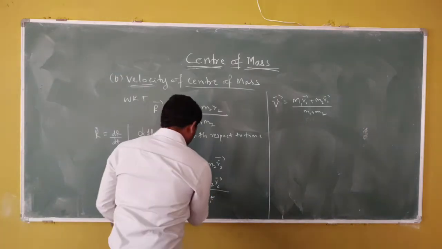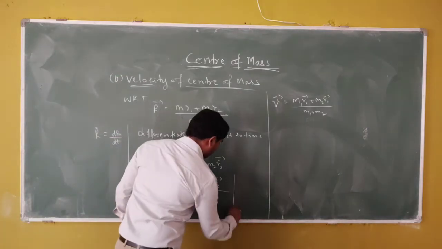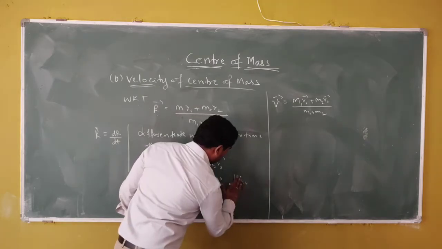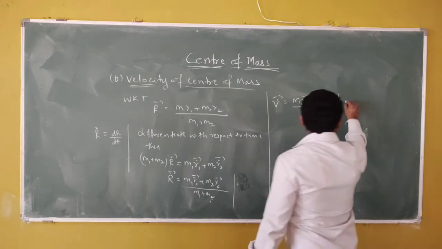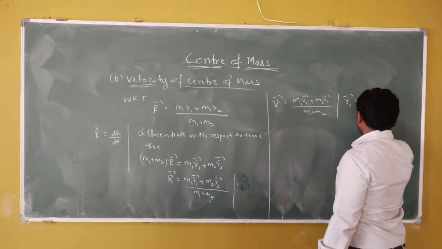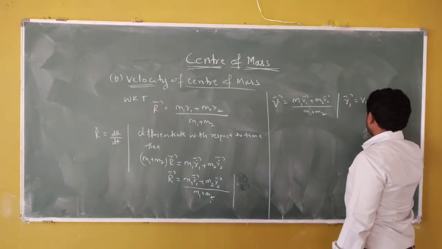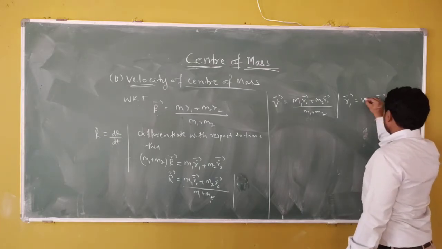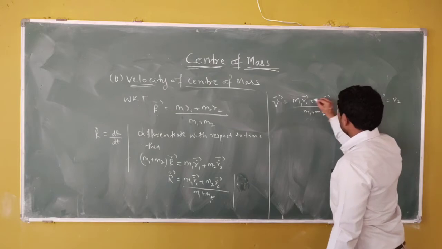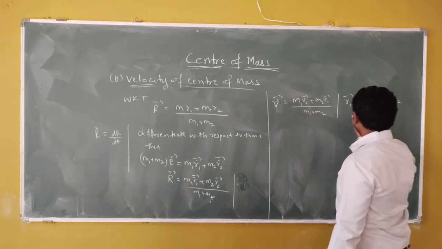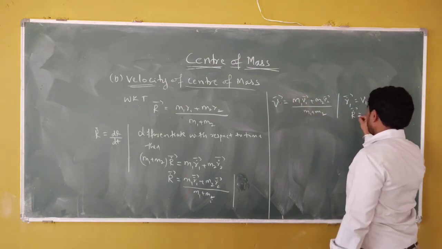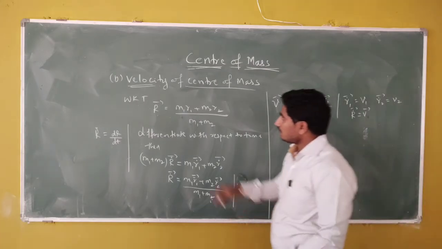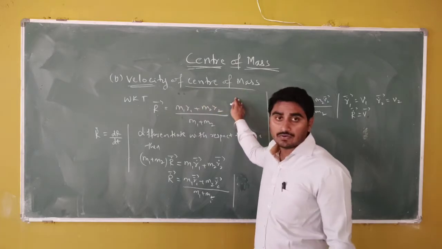So r1 dot is nothing but v1, and r2 dot is nothing but v2, right? This is a small v, and this is a capital V. So capital R dot is nothing but the vector V. This is all about the velocity of the center of mass.